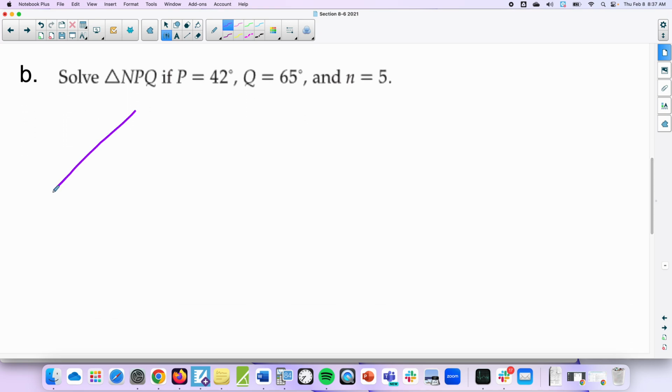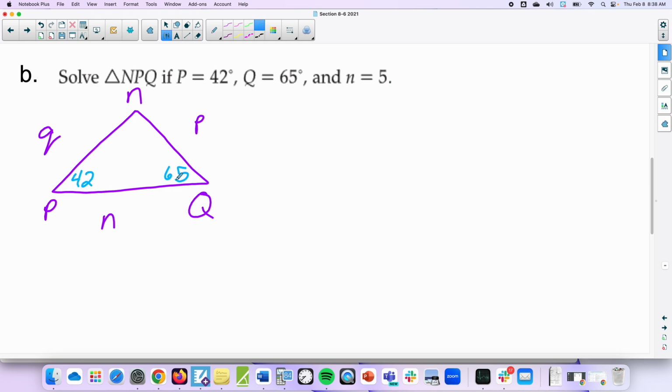So let's just draw this out first. We have N, P, Q. So across from N is gonna be little n, across from P is little p, across from Q is little q. You do the problem exactly like if it was A, B, C. There's no difference there. So over here, right now I know that P is 42, I know that Q is 65, and I know that little n is 5. So what I need is the measure of angle N, I need little p, and I need little q.